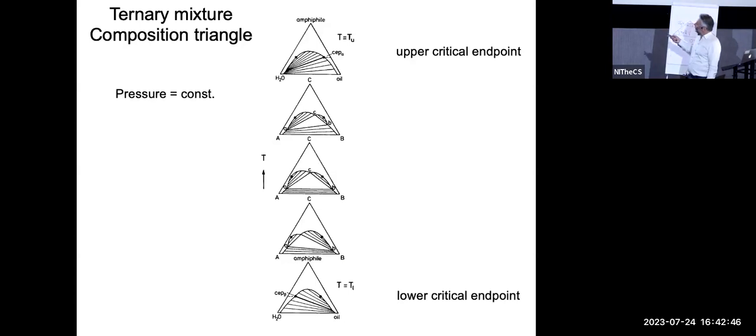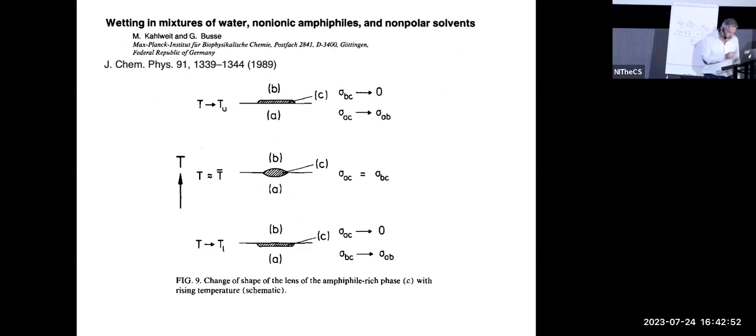Changing temperature at constant pressure, these experimentalists, and their names are Carl, White, and Busse, and this is an experiment of 1989, they were able to follow the configurations of lenses at the interface between what is called A phase and B phase here, lenses predominantly consisting of C phase. And they observed something very strange. They observed some instances of wetting, but they also observed instances where there's non-wetting, no matter how close you go to critical endpoints. And you remain with a finite contact angle.